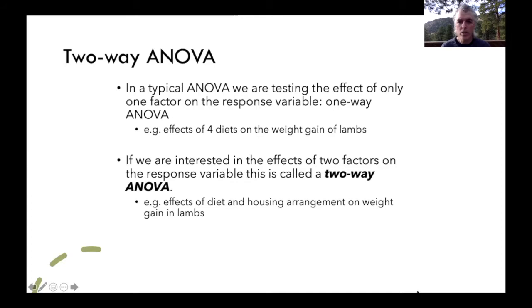But ANOVA is extremely flexible and can allow us to test the effects of multiple predictors at the same time. So if, for example, we were interested in testing the effects of both diet and housing arrangement on the weight gain of lambs, then this would in fact be a two-way ANOVA because we're testing the influence of 2 different predictors, diet and housing arrangements, at the same time.